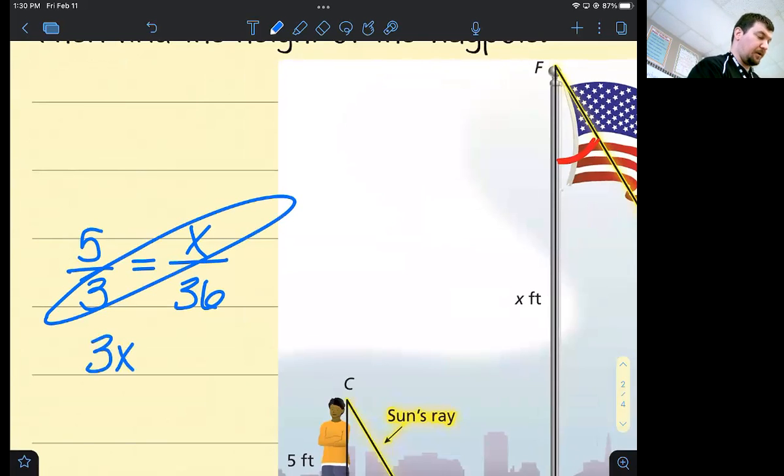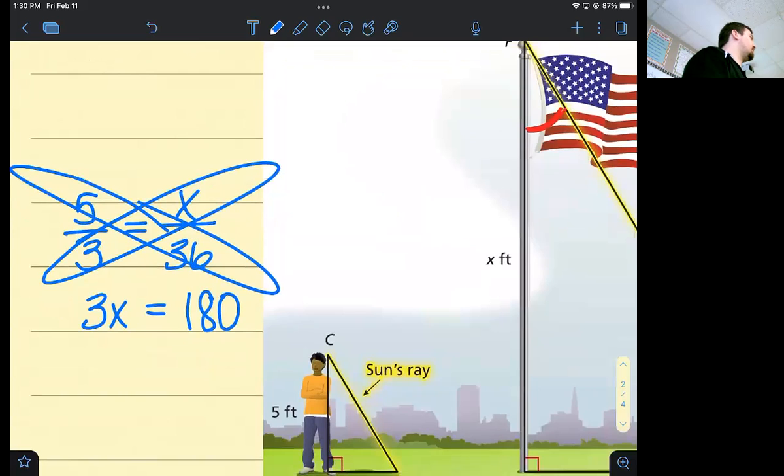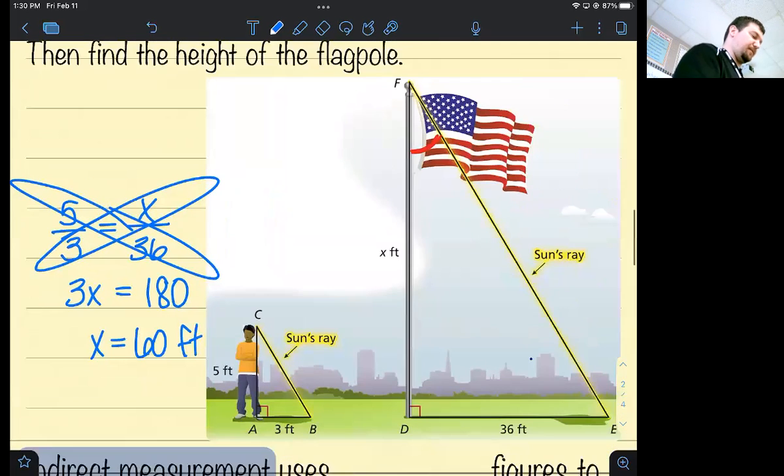What about 5 times 36? 180, and divide by 3, and we get, I was going to say you had it. Yeah, 60, and then we're going to label it, story problem, we're going to label that 60 feet. So that flagpole is 60 feet.